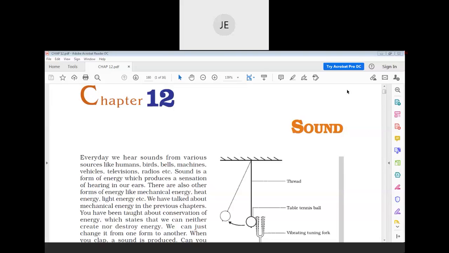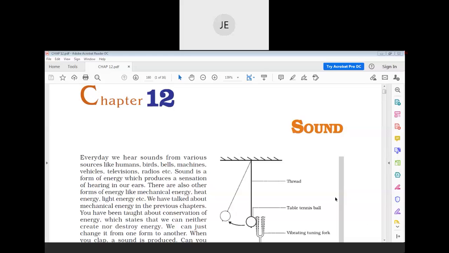Sound is a form of energy, produced by a vibrating body. Just like solar energy, light energy, and heat energy, sound is also a form of energy, and it is produced by a vibrating body.